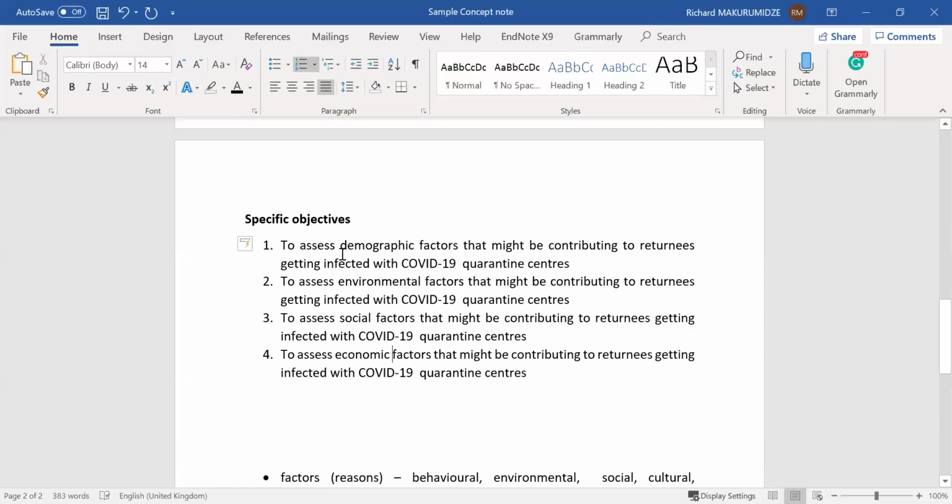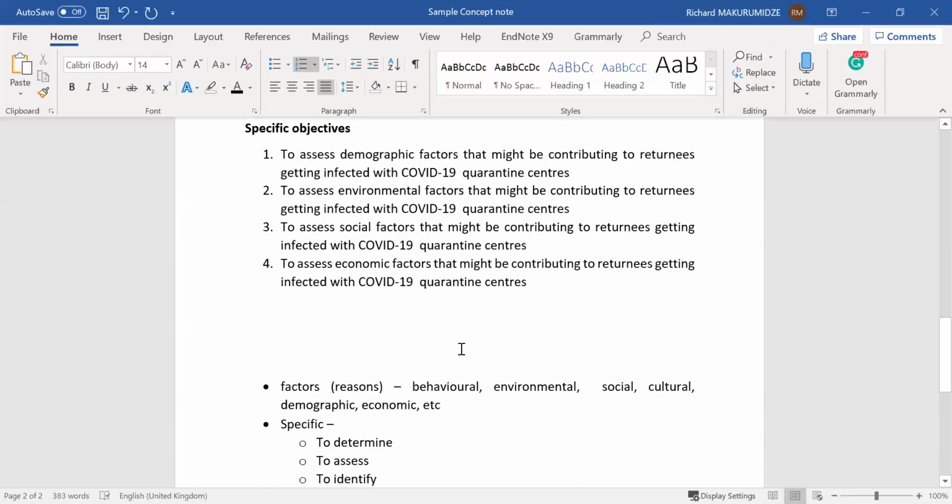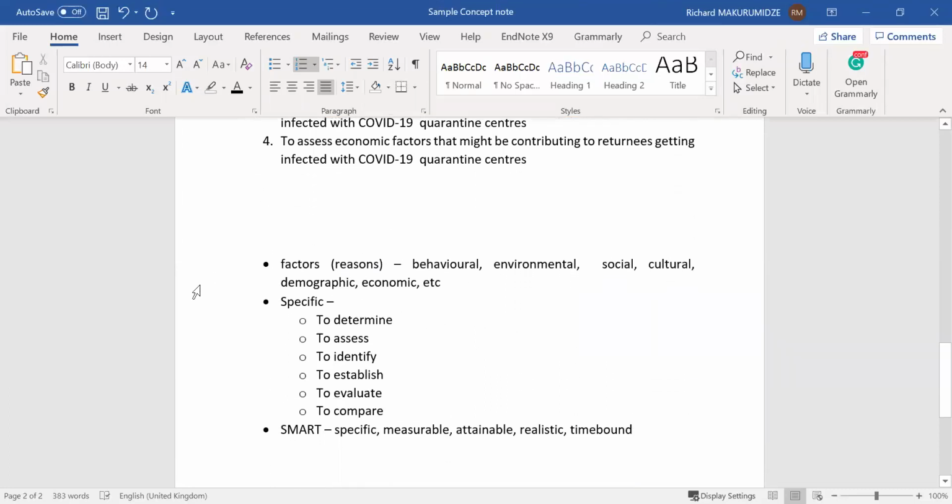So in this case, they can be demographic factors that might be contributing. They can be environmental factors, social factors, or economic factors that might be contributing to this. All of these come from the main objective. You are assessing these things, splitting your factors and looking at what the possible things are.